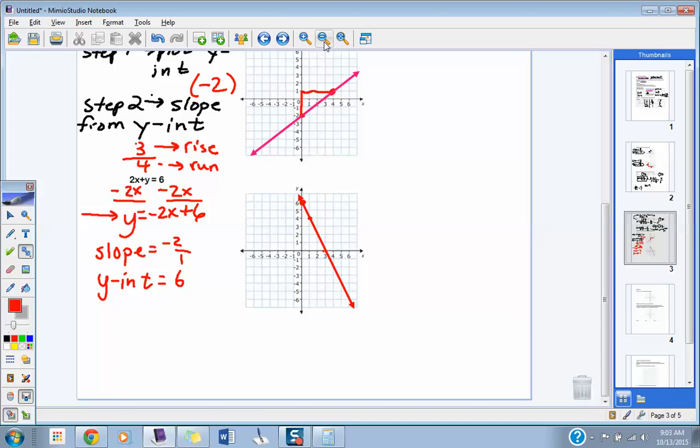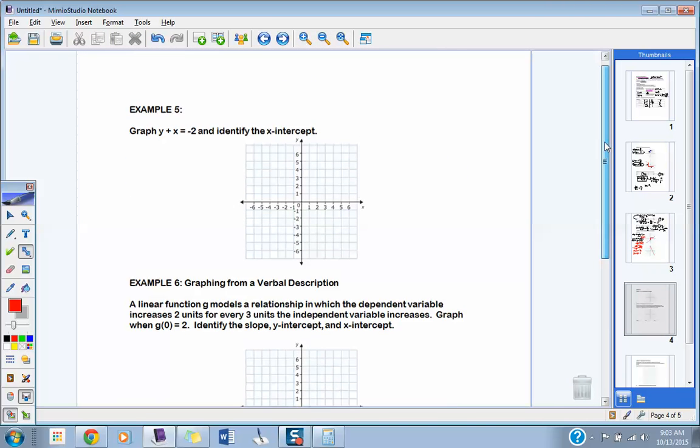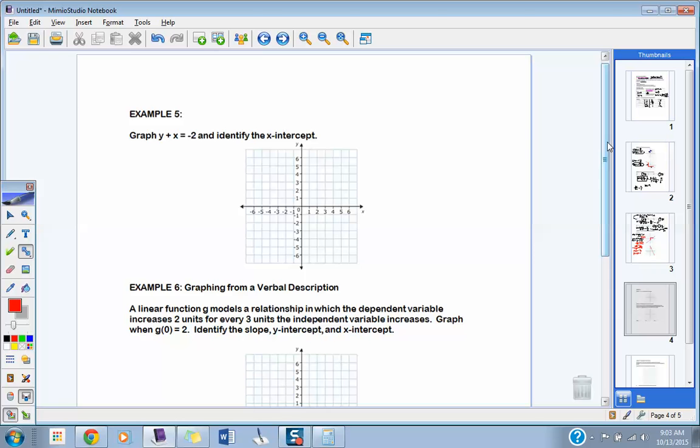All right. Next page. Is this in standard form or slope-intercept form as it sits? As it sits. This equation, example 5. Is it slope-intercept form or standard form? Careful.